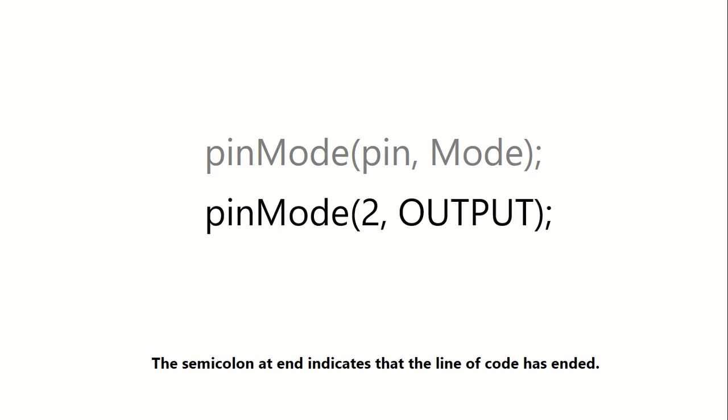Also notice that each line of code is ended with a semicolon. A semicolon acts like a period in a sentence. It tells the microcontroller that the line of code has ended and that it can proceed to process the next line of code.